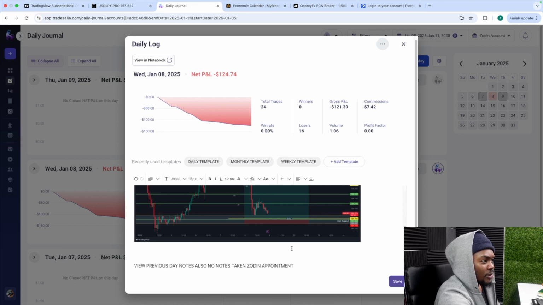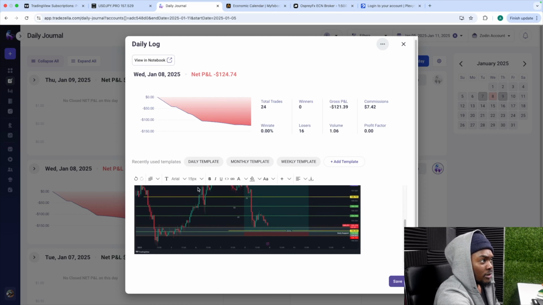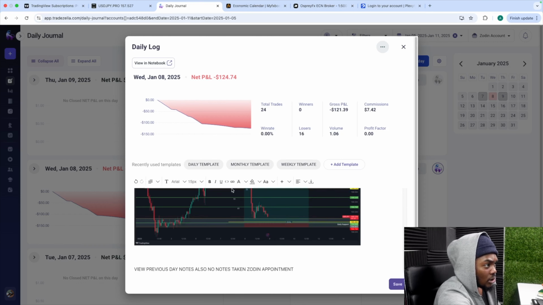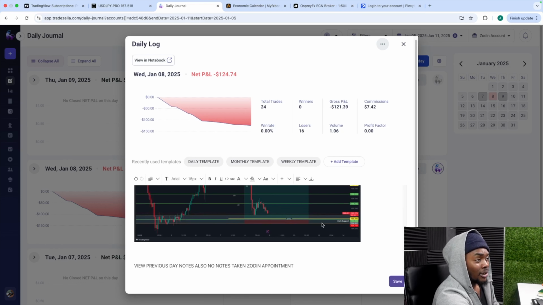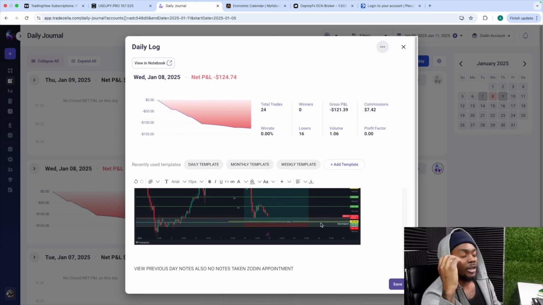I had Zolden's appointment, so my son had an appointment this day, which is why I actually ended up trading at the hospital. My son had a procedure he had to get done, so I ended up trading at the hospital, which is another rule that's broken. I hate trading when I'm not at the trading desk.